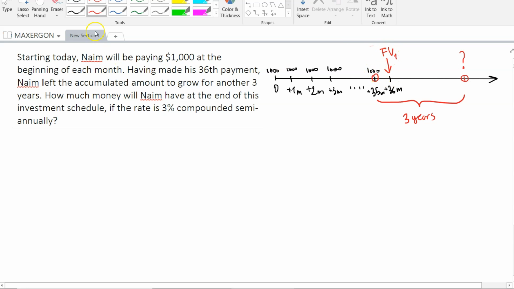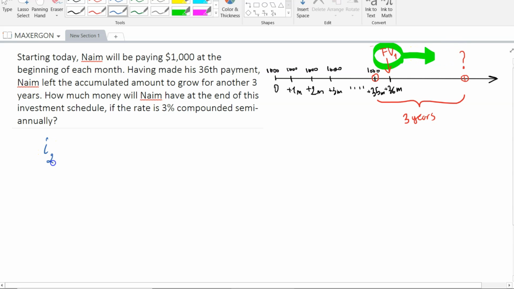After we find future value 1, we will need to move it into the future. In other words, we'll need to find the future value of this future value 1, moving it into the future by another 35 months. Notice, not by another 36 months, but by 35 months, because we will start moving it from the position of plus 36 months, not from the position plus 35 months. Let's see how this will work out.